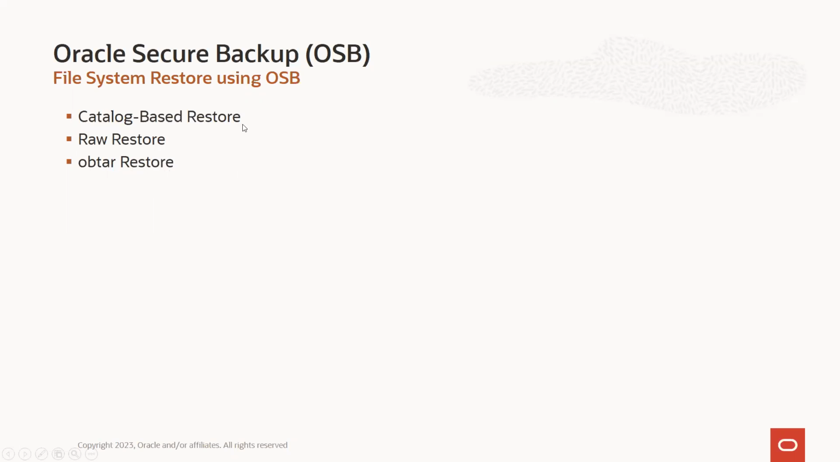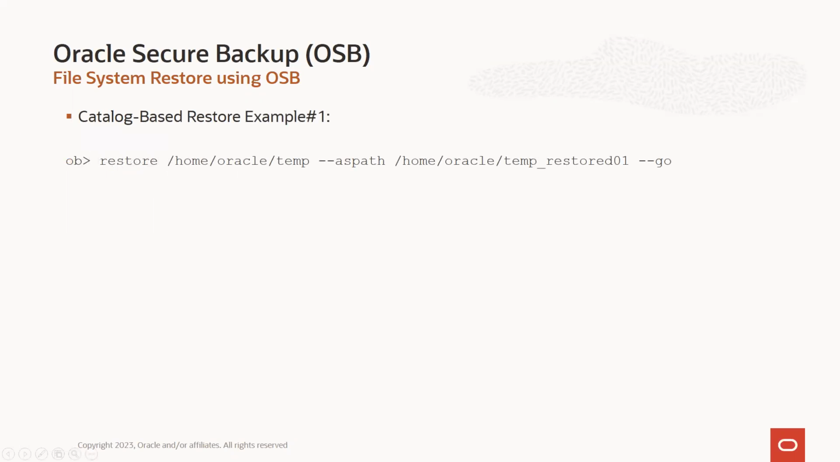By the way, when you run the catalog-based restore and the raw restore, the obiter command is actually run in the background. In the catalog-based restore, we just need to provide the directory or files that you want to restore. However, if you want to restore it to another directory or file name, then just add this option, the --as_path, and provide the alternative directory or file name.